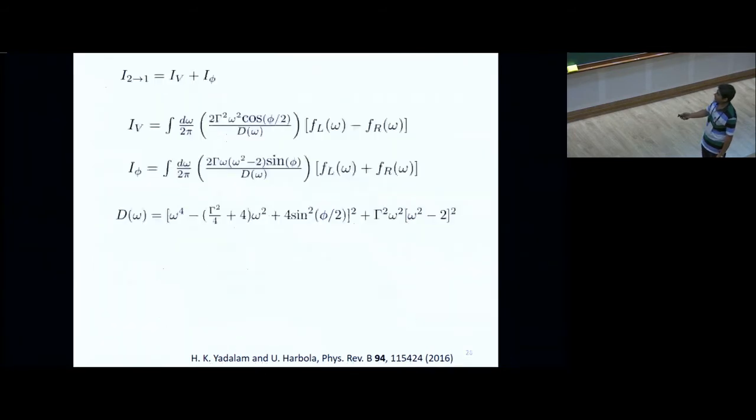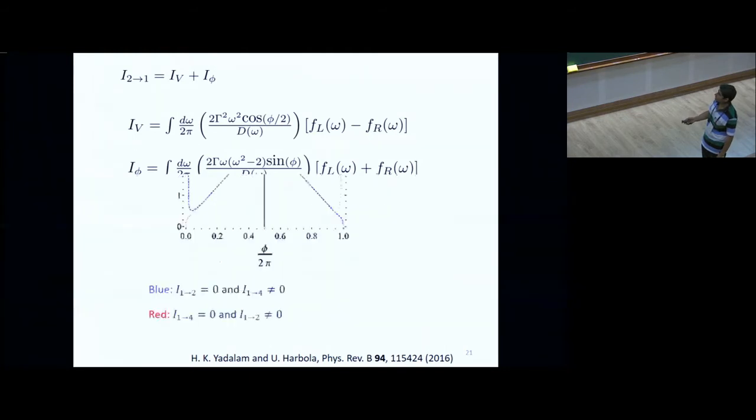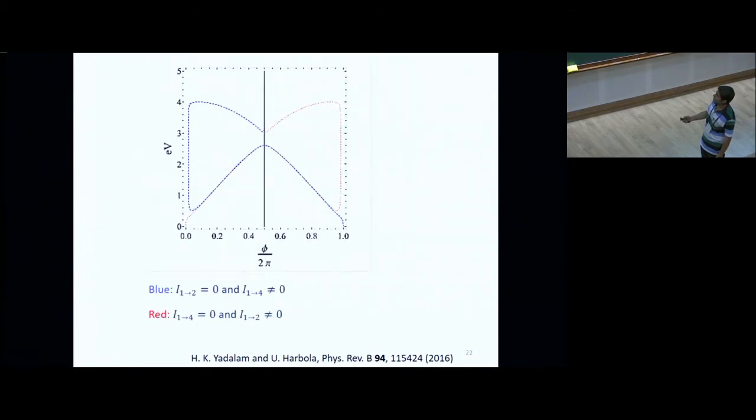But this kind of thing is quite trivial, because you are changing the phi direction and making it negative. What we found numerically is that actually you don't need to change the phi direction. The blue curve is the values of bias and applied magnetic field where the 1-2 current is 0. The white region is the one where both the branches are conducting, 1 to 2 and 1 to 4. But the blue one is the one where only one of them is conducting.